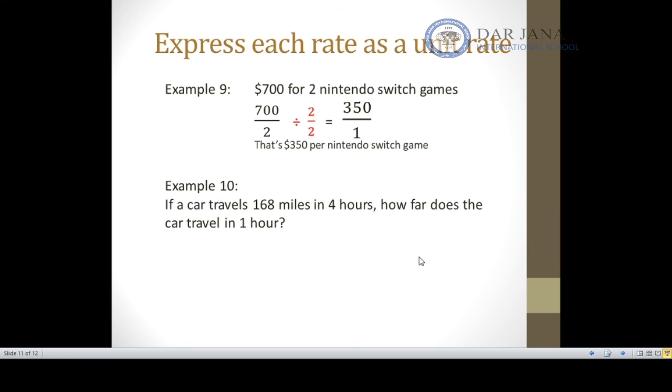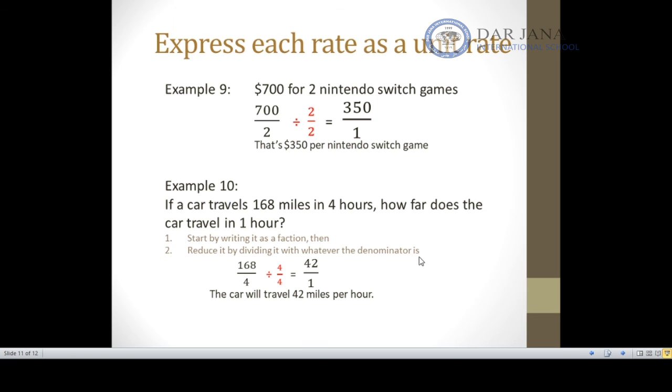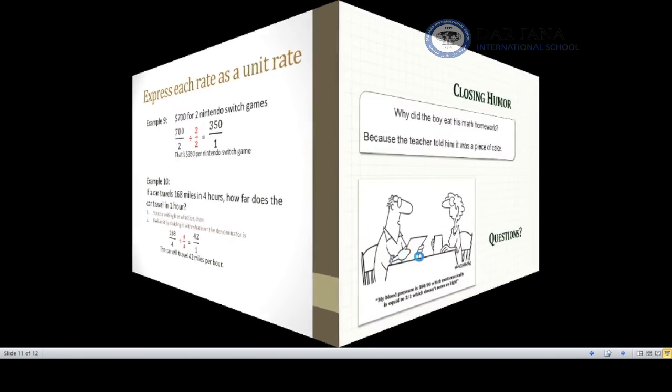In example 10, if a car traveled 168 miles in 4 hours, how far does the car travel in 1 hour? We start again by writing it as a fraction, then reducing it by dividing by whatever the denominator is. In our case, it's 168 over 4, and we divide both the numerator and the denominator by 4, and so we get the fraction 42 over 1. The car will travel 42 miles per hour.